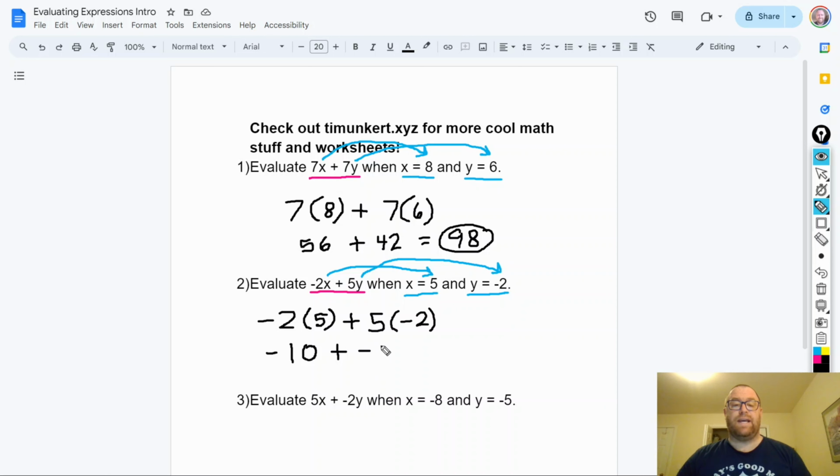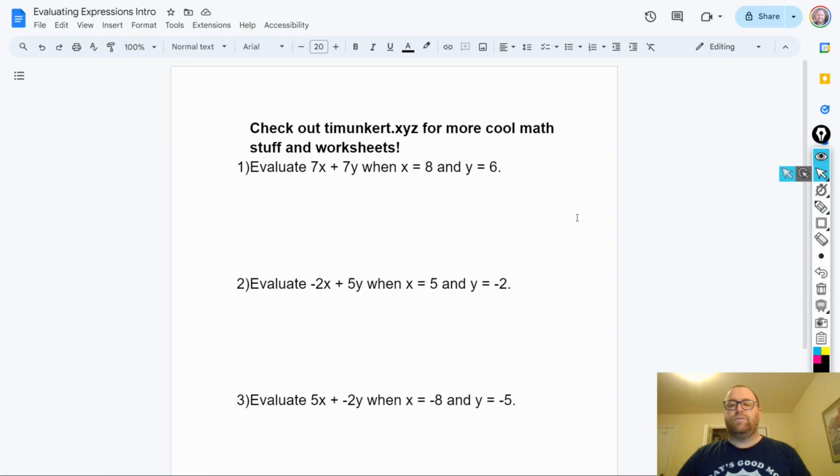So we do negative 10 plus negative 10. That means we're going to get a negative number that has a larger absolute value than 10. So negative 10 plus negative 10 is negative 20. And by that, I mean it's going to be further away from 0 on the number line. Okay, so this expression evaluates to negative 20. Okay, so take that in. I'm now going to erase this stuff so we can move up to problems 3 and 4.